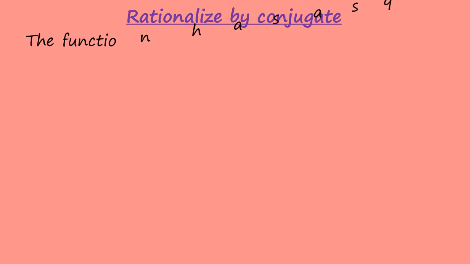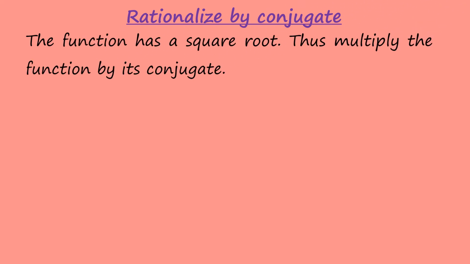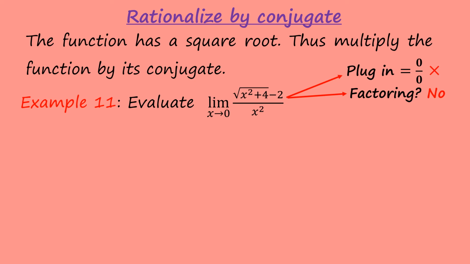The next method, we need to rationalize by conjugate. That means the function has a square root, therefore we multiply by its conjugate. Let's consider this example. Then we need to ask ourselves the normal question. Can plug-in work out? No, because we're going to get 0 over 0. The next, can the factorization work out? No, because there is no factoring number there.